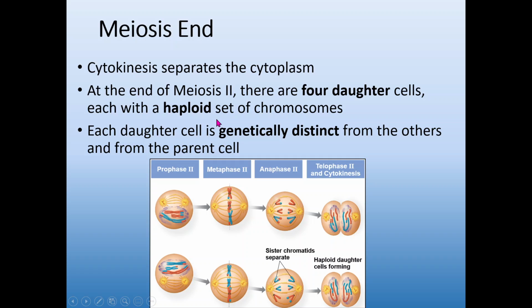They are all haploid. They all have a half set of chromosomes. And then each daughter cell is going to be genetically distinct. This is the key difference, and this is going to promote genetic diversity within a population.